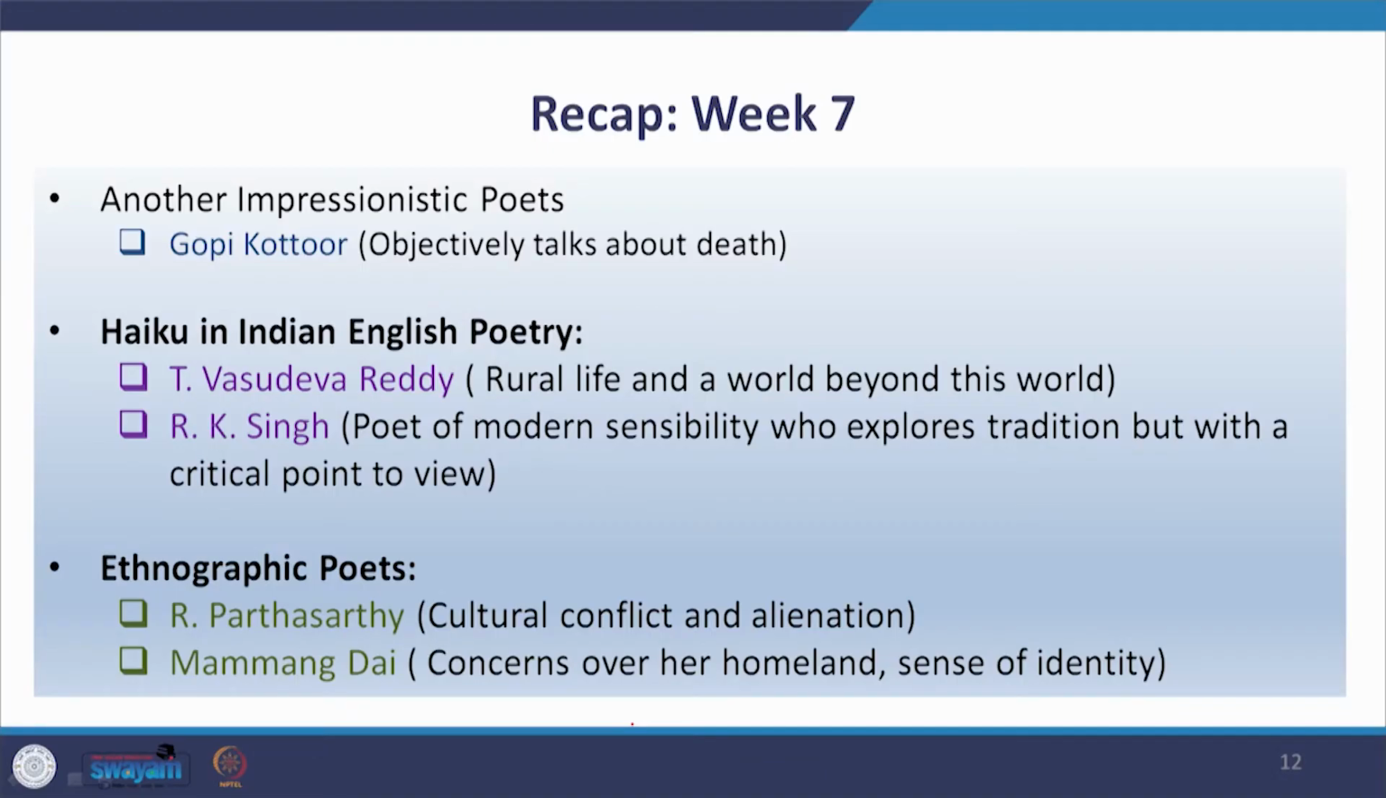Gopi Kautur is such a name who talks very objectively of death, and at times it also appears that there is a sort of personal tone in the poetic world of Gopi Kautur. But then Kautur actually tries to bridge so many contemporary questions and tries to provide, in a very subtle manner, solutions to day-to-day problems.